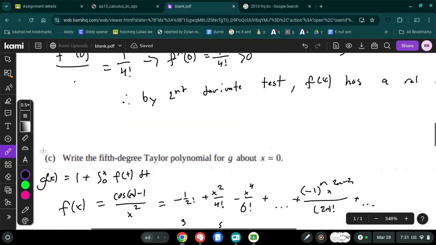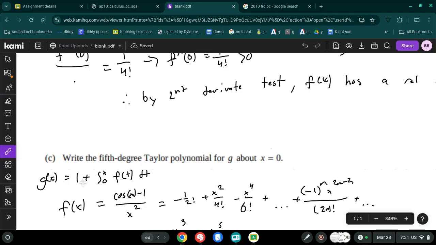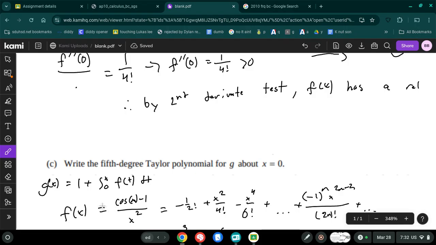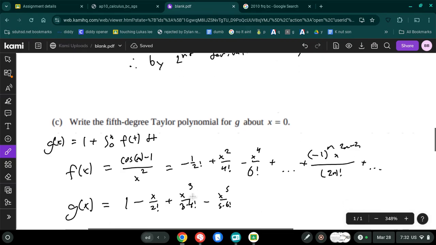Okay, so in order to define this, the first thing I would do is write out g sub x is equal to 1 plus, and then I would look at these terms. So I added 1 in the beginning so I don't forget it, and then I wrote these terms again. Because it's a definite integral, you just multiply everything by x. So it's 1 minus x over 2 factorial plus x to the power of 3 over 3 times 4 factorial minus x to the power of 5 over 5 times 6 factorial.